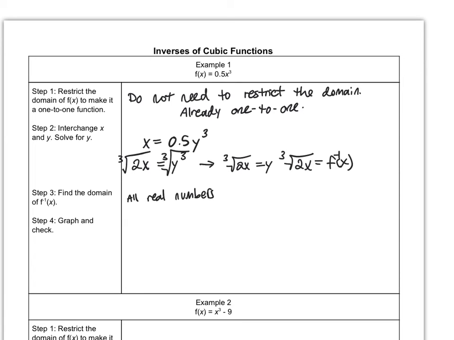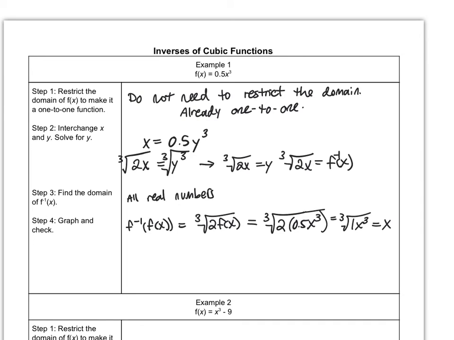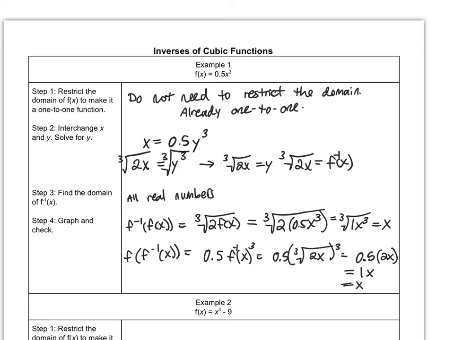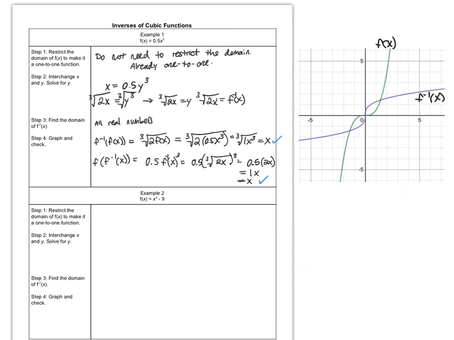Now let's check our work. So when we take the inverse of our original function, we end up with x. And when we apply our original function to the inverse, again, we get x. So it looks like we did it right. Now let's see what our graph looks like. And doesn't this look cool? So again, our functions are symmetric about the line y equals x. So our graph looks good, and it also looked good when we checked our work.